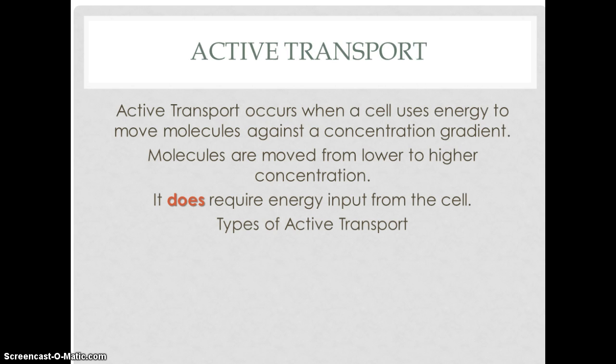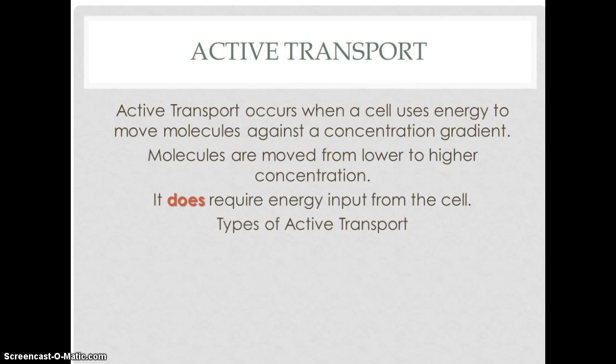On the previous slides, I discussed how some materials are able to travel across the membrane without the use of energy and down their concentration gradients. In contrast, some materials require the cell to use energy to transport materials that cannot diffuse across the membrane. This type of transport is called active transport. Active transport occurs when a cell uses energy to move molecules against a concentration gradient. Molecules are moved from a lower concentration to a higher concentration.